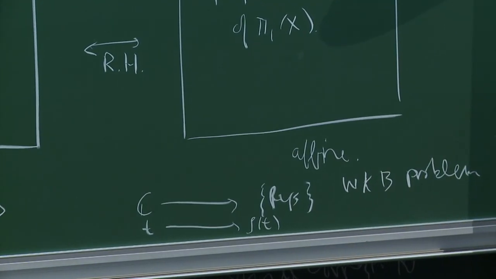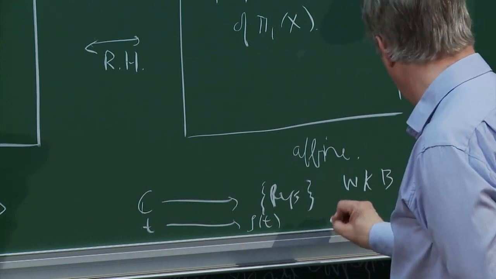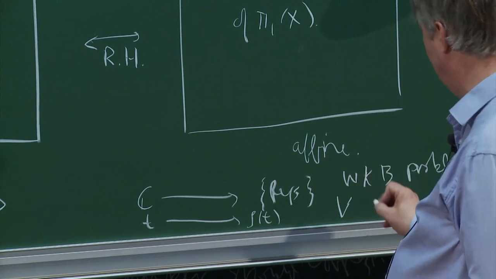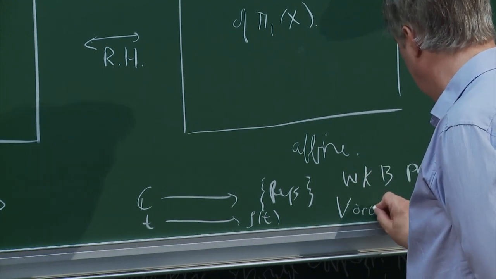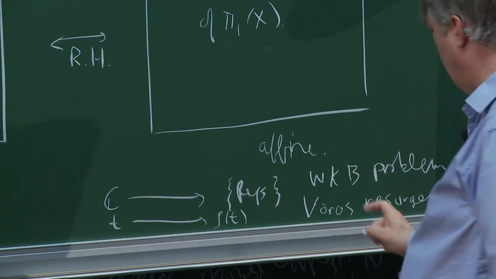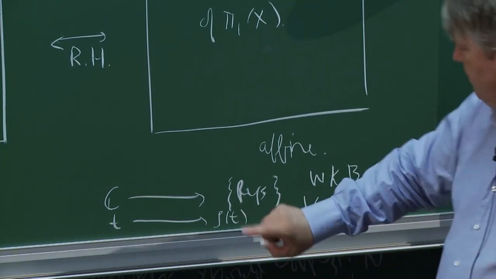And so it turns out that this function has some very nice properties, which I think we could sum up as saying it is the example of Voros resurgence. Maybe without writing this down on the board, I can say more precisely.